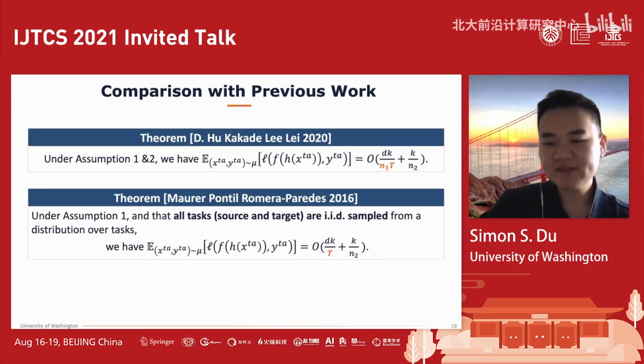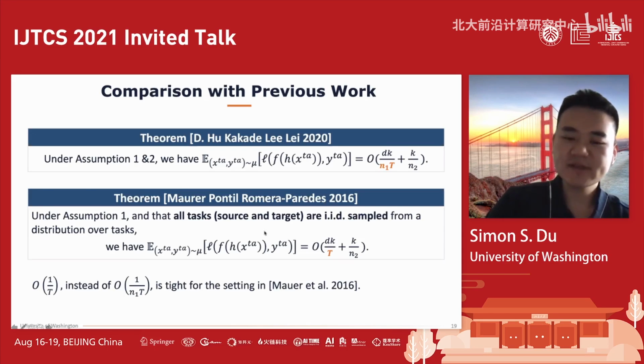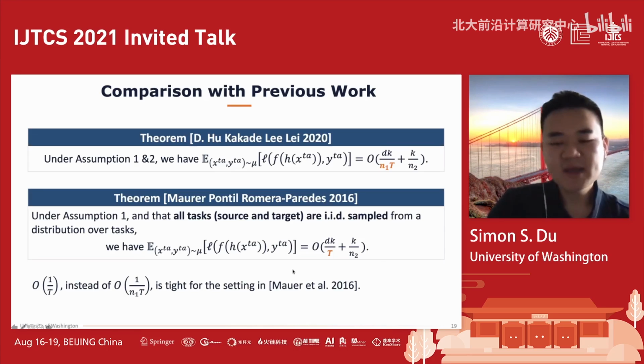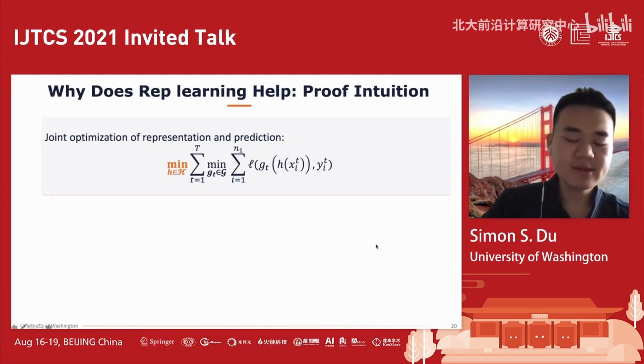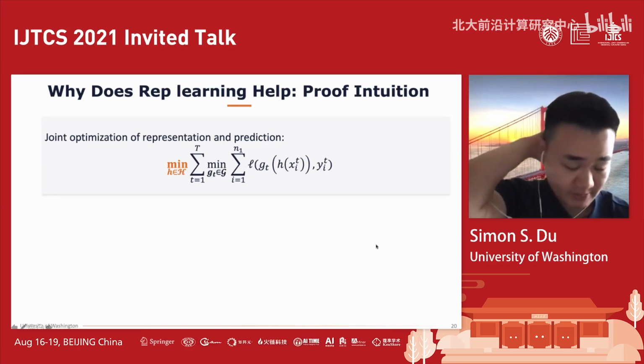So we believe that our bound is somehow more realistic in practice. Also, in this assumption, they show that this 1 over T is tight. So you cannot avoid this 1 over T term to improve it to 1 over N1T like ours. So here's a brief explanation of what the underlying mechanism is.